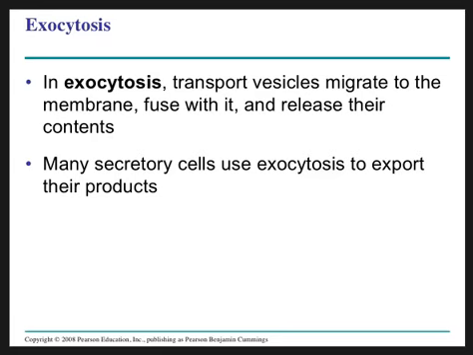Exo, what's exo? Exit. Exo is out. So exocytosis, cyto was cell. Remember that from lab exercise 1. So exocytosis is going to have these vesicles, or these carrier bubbles, migrate to the membrane, fuse with it, and allow something to be released from the cell. Exocytosis, exiting the cell, out of the cell. This is how a lot of secretory cells will export their products out of the cell.